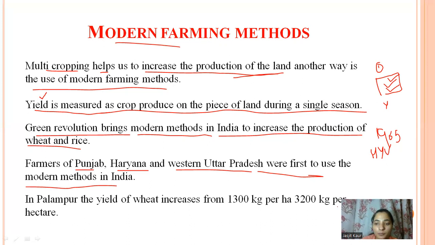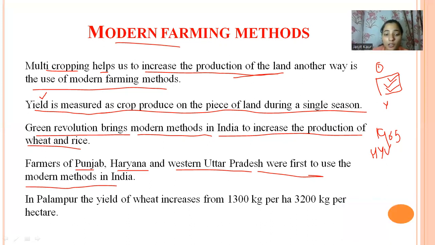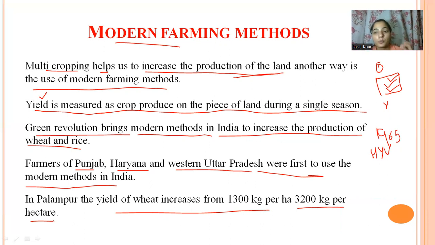Now if we talk about village Palampur, the yield of wheat increased from 1300 kg to 3200 kg per hectare. With the help of modern farming methods, the farmers of village Palampur benefited, as their production increased from 1300 kg per hectare to 3200 kg per hectare. This is a huge difference, and it shows how adopting modern farming methods helps in increasing production in village Palampur. So this is the modern farming method.